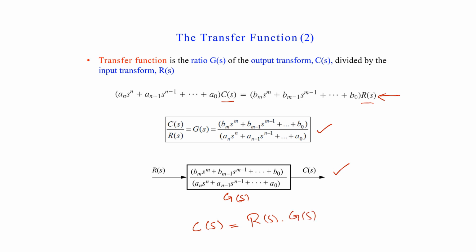From here we can see that now the input R of s, the output C of s, and the system itself are entirely separate. And also the transfer function G of s is represented by two polynomials, and the highest power of the denominator of G of s, which is n, represents the order of the system.